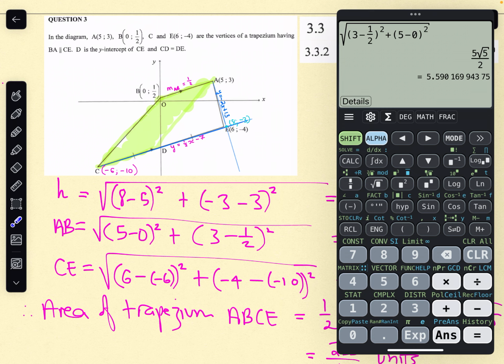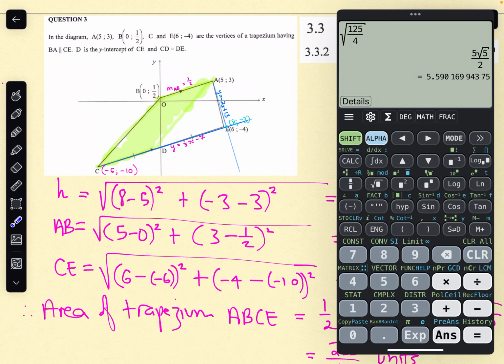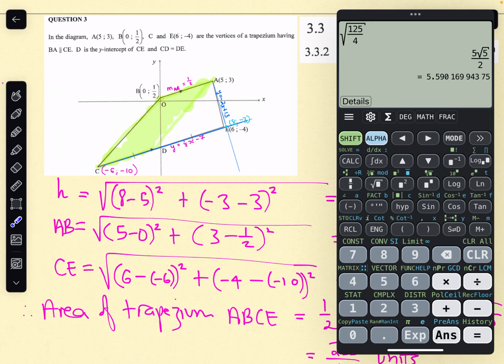5 root 5 is the same as square root of 25 times 5, which is square root of 125. And then at the bottom would be 2, which is the square root of 4. So that is square root of, we can just confirm this as well. Square root of 125 over 4 is the same as 5 root 5 over 2. Cool. And then the last one was the length of CE.